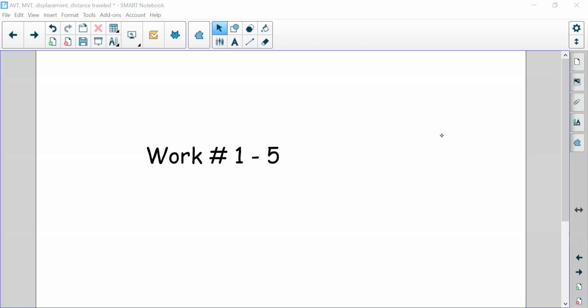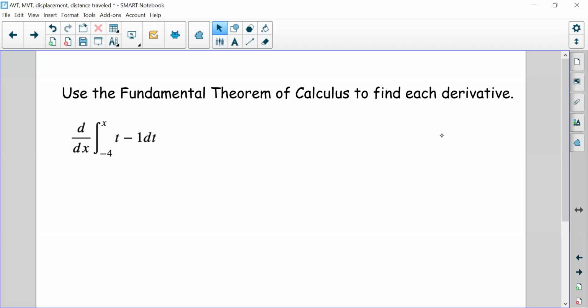Okay, so now we had a little bit of time to work on that. I know you might not have gotten all the way through it, but you should be at a pretty close spot. I want to talk about the next part of the fundamental theorem of calculus.